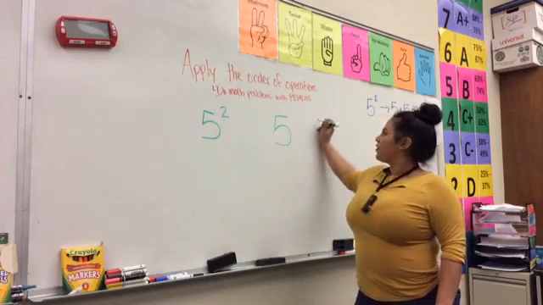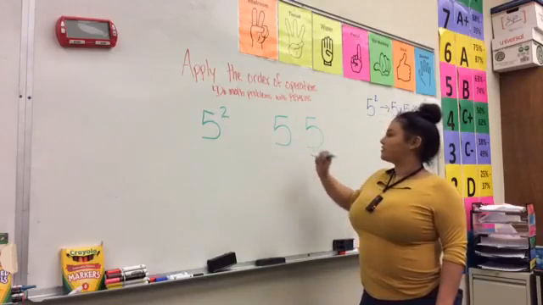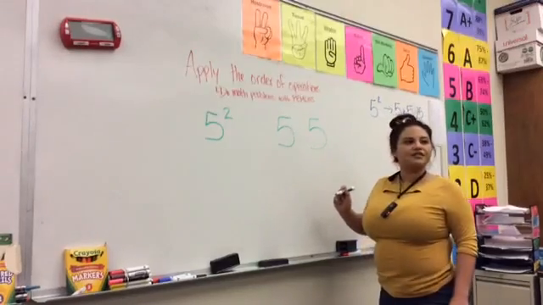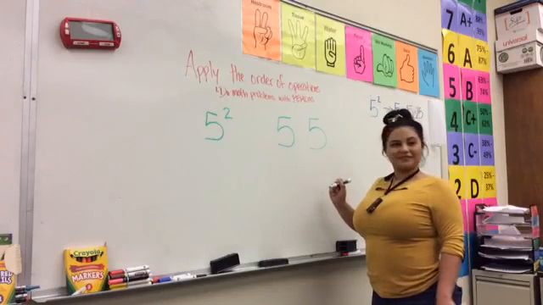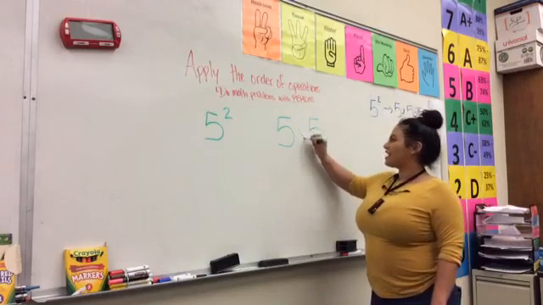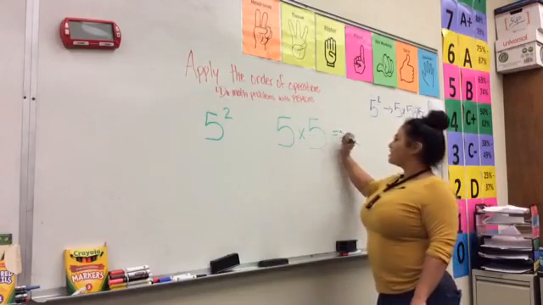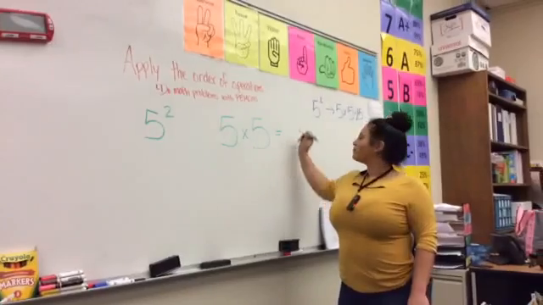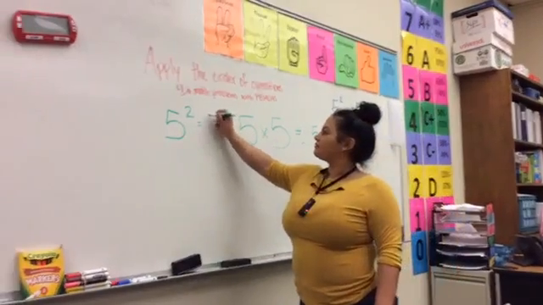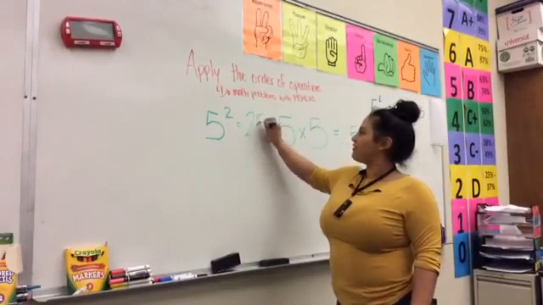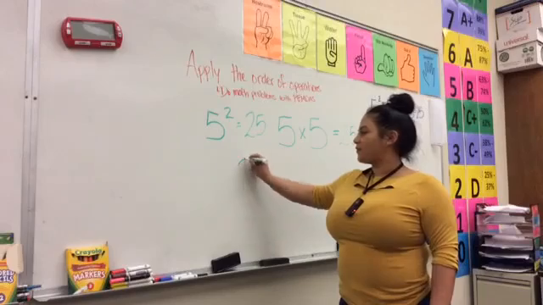2. What am I going to do with the numbers? Add, subtract, multiply, or divide? Multiply it, okay? What is 5 times 5? 25. Good. So 5 squared equals what? 25. Now, here's another example.